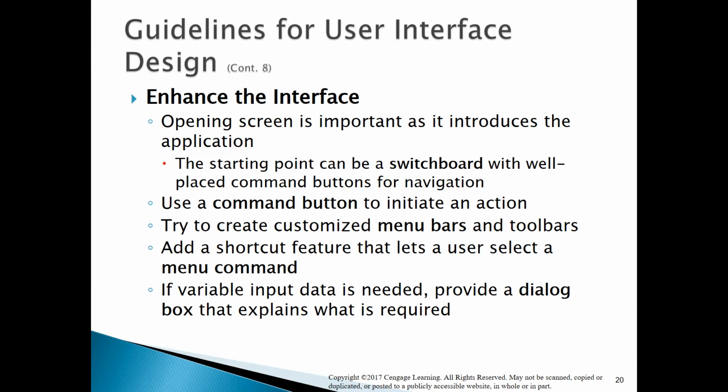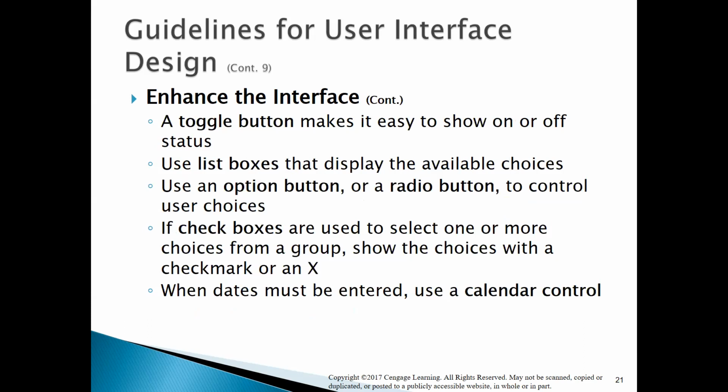You can have fancy menus, buttons, menu bars, and dialog boxes. A toggle button, what is a toggle button? A button that allows you to switch on and off. Use a list box that displays the available choices. Use an option button or a radio button to control user choices. I think you're aware of radio buttons, just two circles, so you can click, and the one which is selected will have some form of color effect added to it. So those are radio or option buttons.